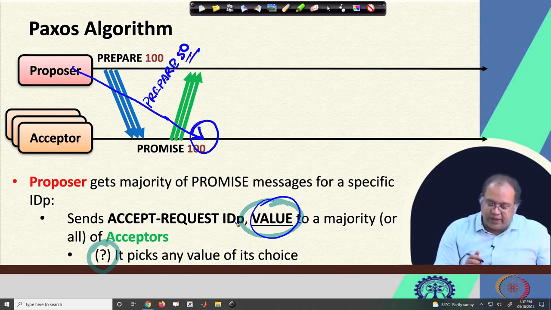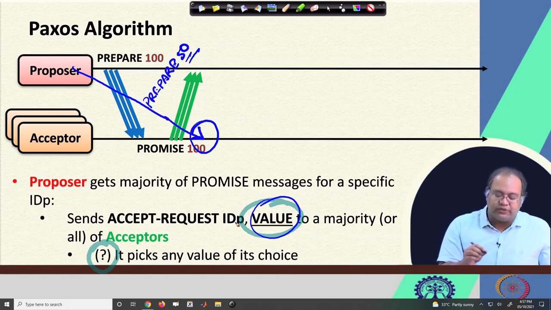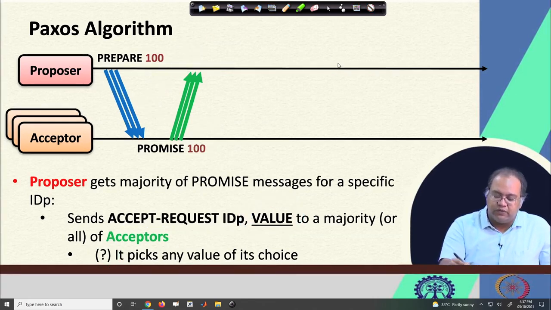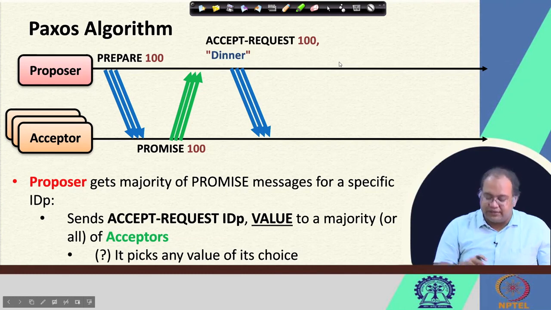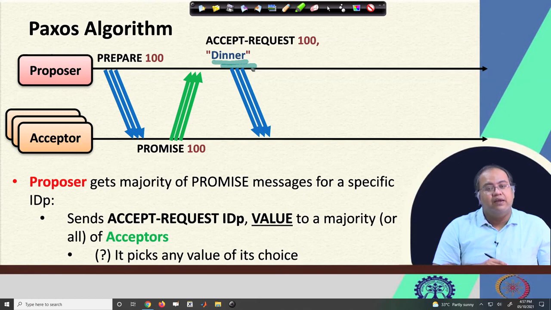Well, and once the proposer sees that the acceptors are relying on me, the acceptors are agreeing that they are going to hear me, then the proposer is again sending this value with this accept request message. So, the next message that is going to pass is this accept request message. Here with this accept request message you send the value which is the dinner, okay, and with the same IDP number.